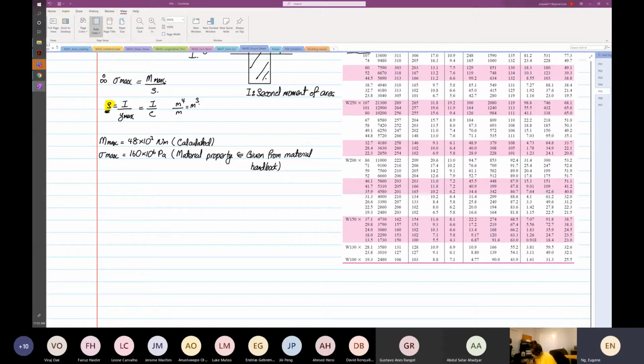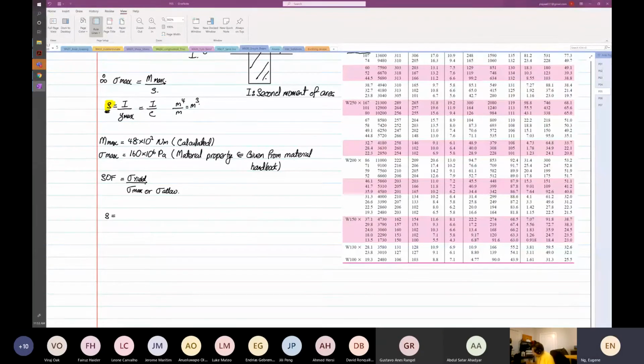So the safety factor is equal to stress ultimate or yield divided by stress max or stress allowable. That is your safety factor, right? So from here, you know your stress max. So your stress max now is 160 times 10 to the power 6. So now you can calculate your S.